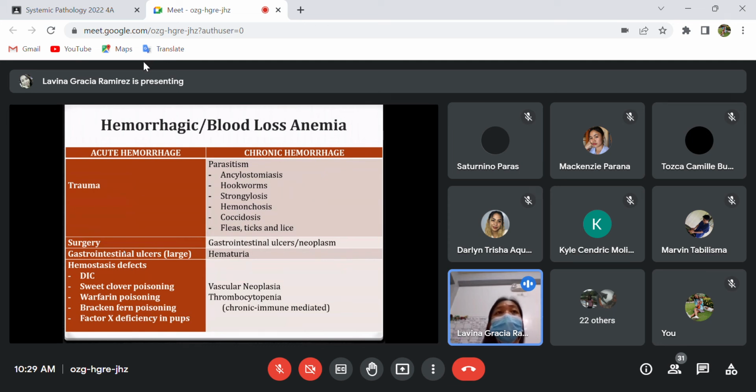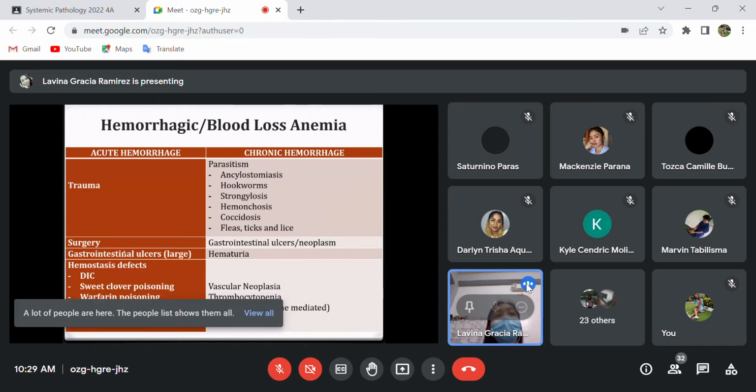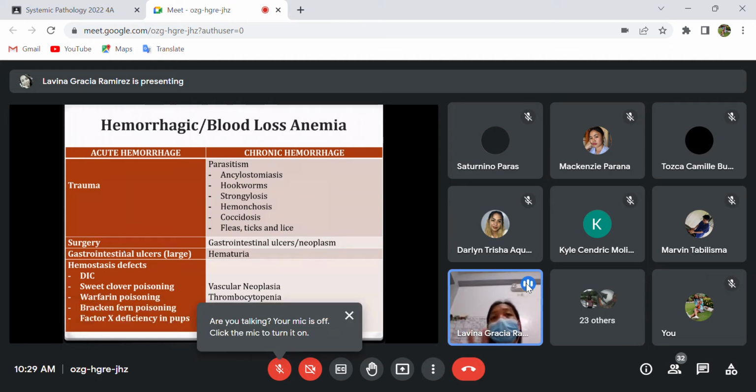Basic physiology, as to the capacity of the blood, I mean the amount of blood maintained in the body, can really upset the circulation, particularly if it is lost. So, meron tayong hemorrhagic anemia, hemorrhagic or blood loss anemia. Here, I think it was mentioned previously that we have the acute and chronic. What differentiates the two is the time, yung transit time of the blood loss.